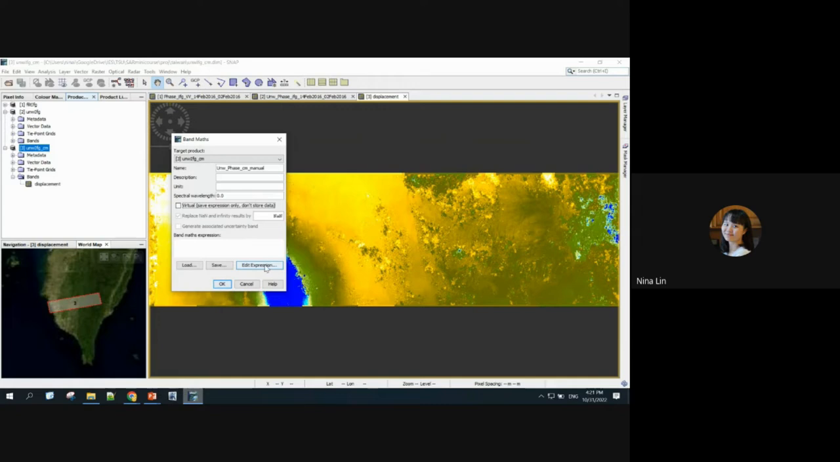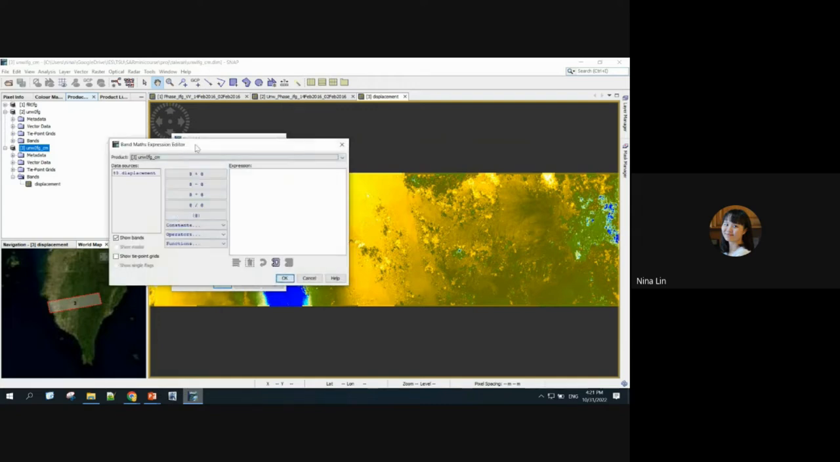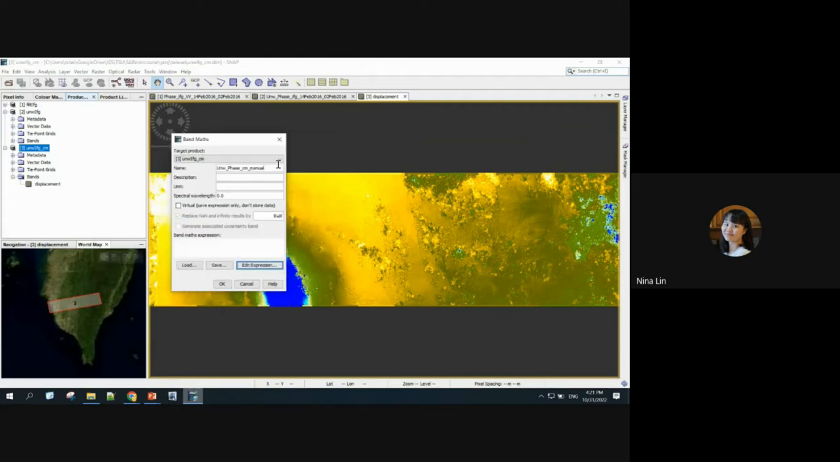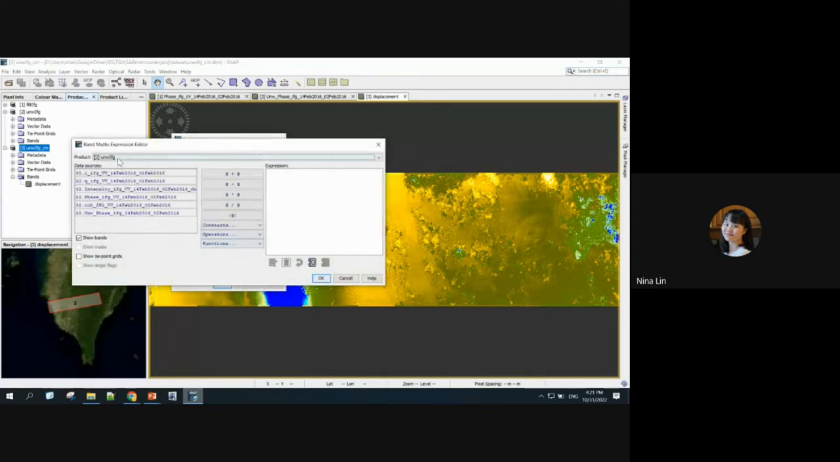Next, let's go to edit expression. Oh, sorry, I take my words back. Here, you need to choose UNWIFG, the one. Okay, I think there's a typo. Oh yes, the target product, the input product is UNWIFG. So edit expression. Now in the UNWIFG, we have all these data sources. So let's choose the one which is the unwrapped phase.